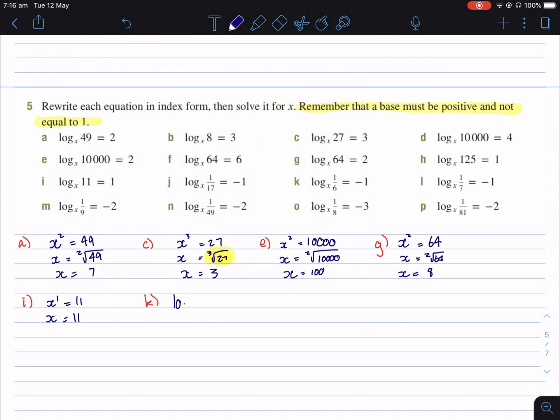If you've got log base x of 1 on 6 equals minus 1, that means x to the minus 1 equals 1 on 6. Don't forget 1 on 6 is the same as 6 to the minus 1, which means we've just got x equals 6.